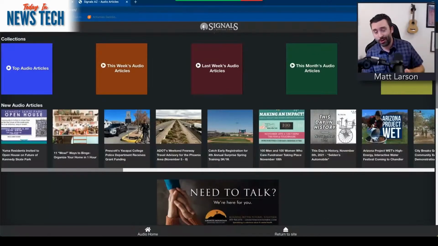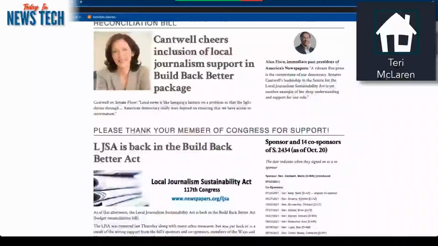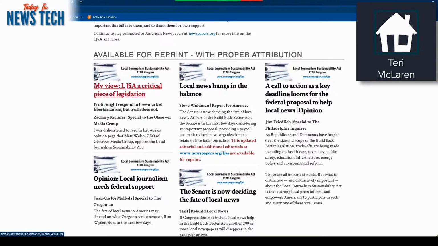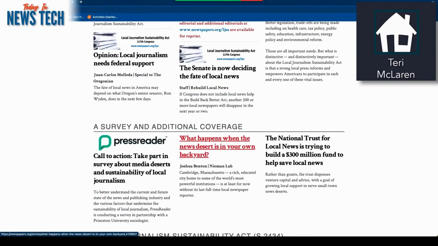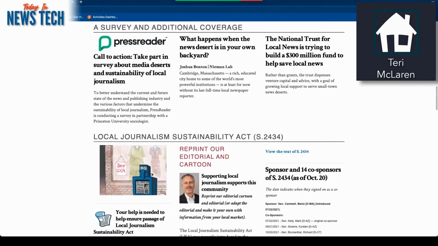Did you want to talk about the Journalism Act? Local Journalism Sustainability Act. Yeah. Just to put it in a nutshell, what happened was the bill was taken out. Okay, so what happened was it was removed. Right. And within a week, these people put out a call to publishers to get to their legislatures, and bam, it's back in the bill. So that's really, really good news.